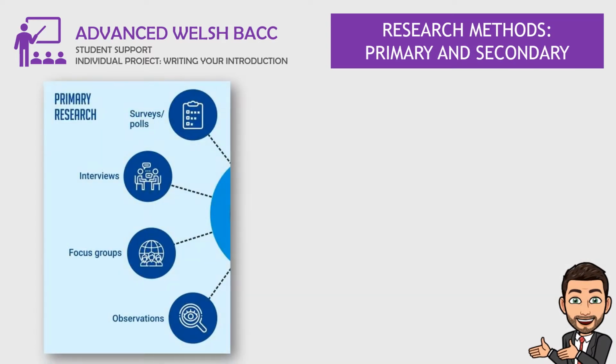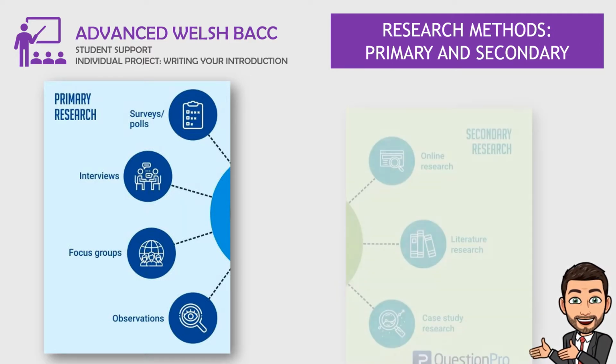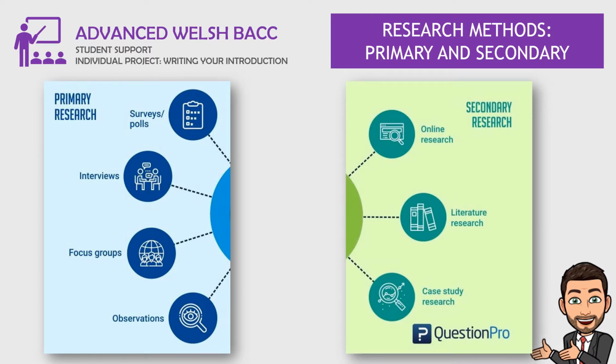It's probably worth starting with what are primary research methods and what are secondary research methods. So you would have known from GCSE that primary research is research that you conduct personally, and secondary research has been conducted by someone else, and it's research that you're going to use to inform your understanding of the topics.